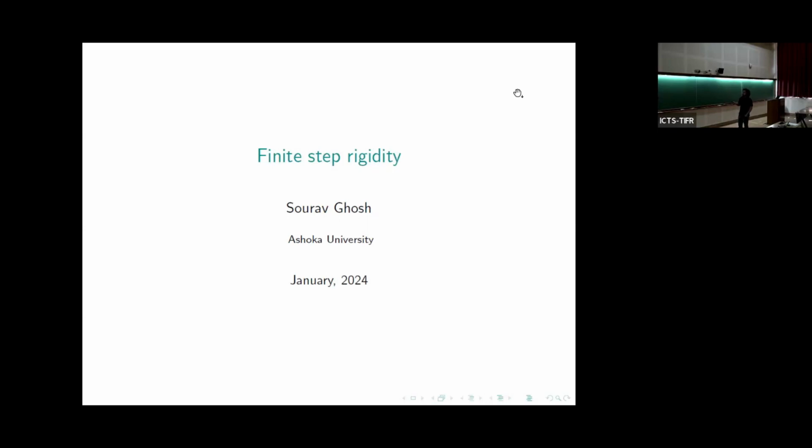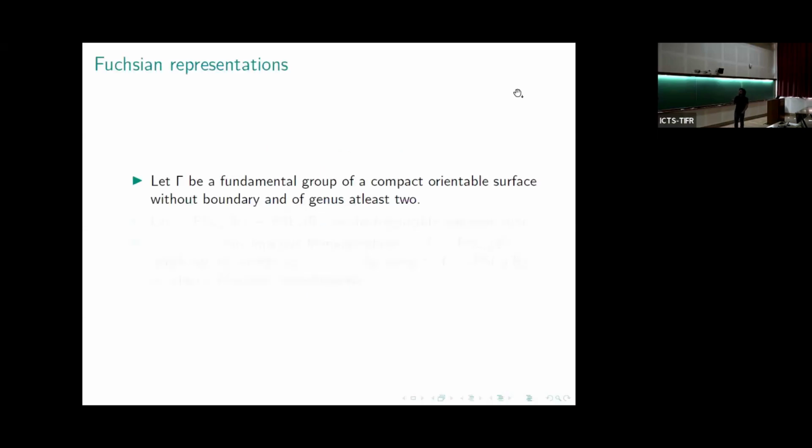So today I will talk about finite step rigidity, which essentially means that in certain cases, you don't have to check the full spectrum, but only a finite part of the spectrum would be enough to decide if two representations are conjugated to each other or not. And I'll define the special case where that happens and why that special case is also important in its own right. So let's start.